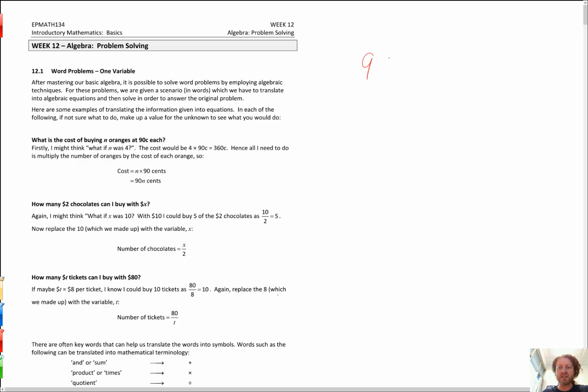Is it like 90 n? Is it 90 on n? Is it n on 90? There's all sorts of combos I've seen that people just sort of try and come up with. But I think the best technique is to just make up an answer for n.